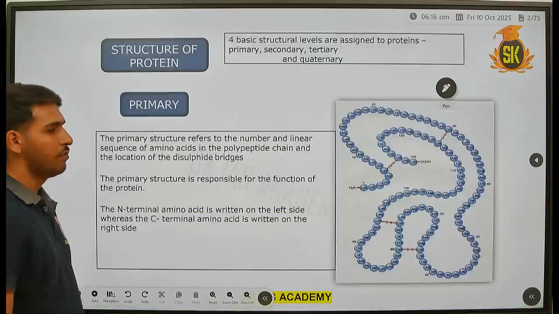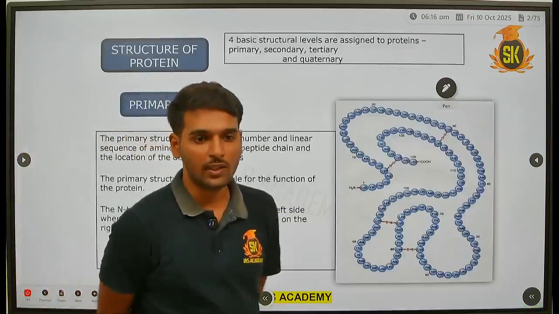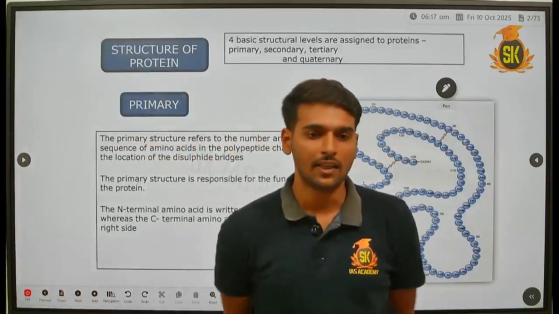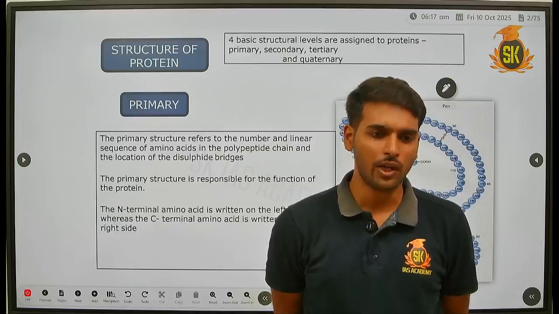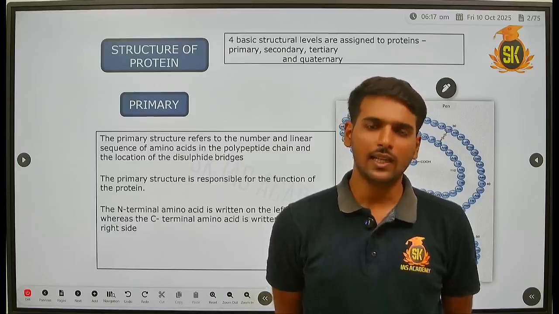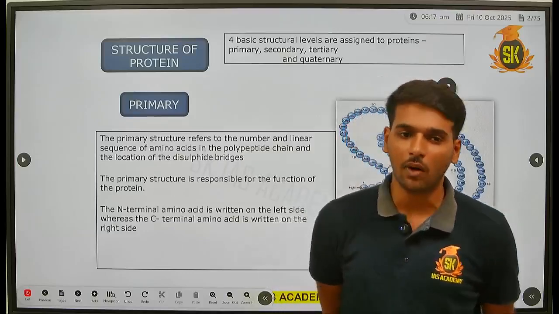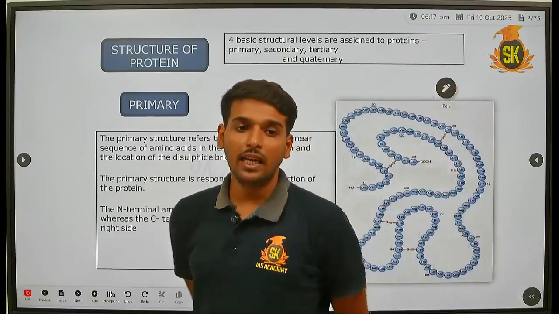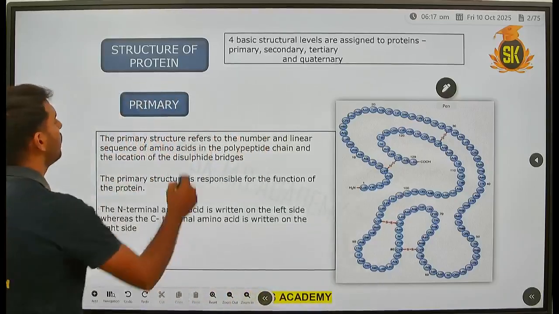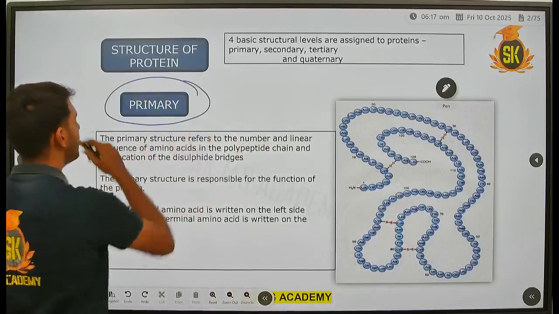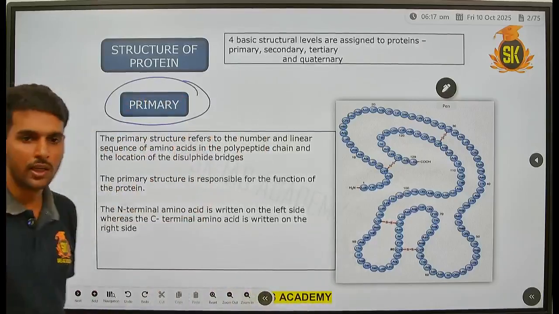So, first, structure of proteins. We have seen in the earlier class that various structures have been seen based on the folding of the protein: the primary, the secondary, the tertiary, and the quaternary. We will be dealing with them in detail today. Okay, so first is the primary structure of proteins.